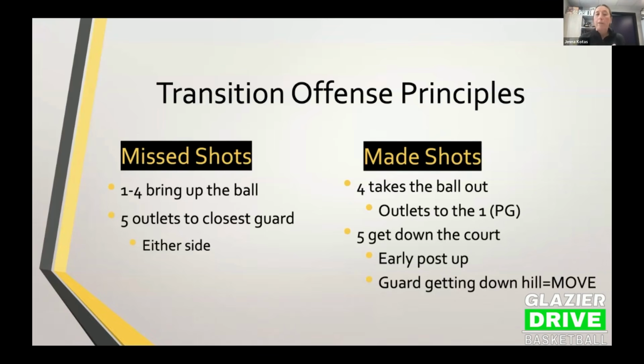And then when the 4 takes the ball out, the 5 is getting down the court. They're looking for that early post up, but if somehow, for some reason they're a little slower and that guard is getting downhill, just move out of the way. Whether or not you need to go to the short corner, whether or not you need to kind of slow it down rather than you sprinting full court, honestly, just get out of the way.